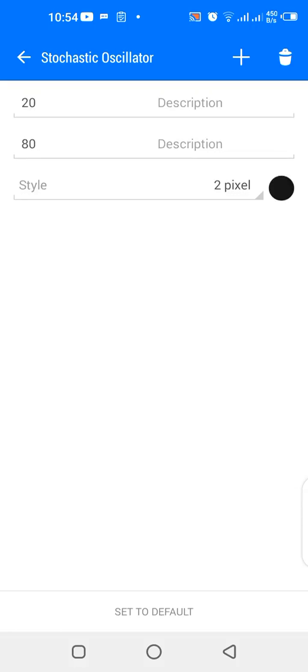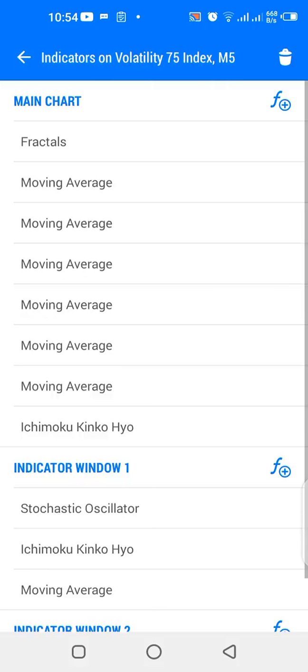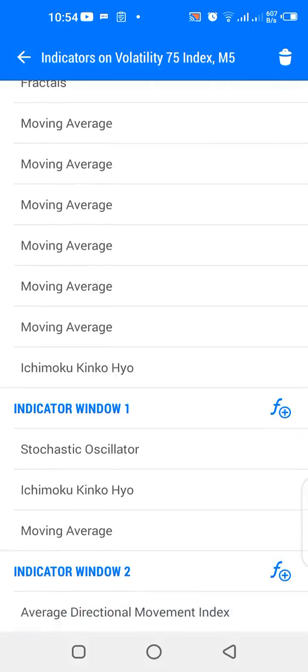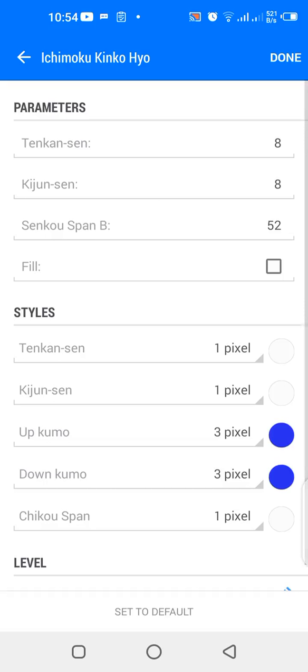Don't forget at 20, which is the lower level, you anticipate buy. At 80, you anticipate sell. All right. Aside from stochastic, we have Ichimoku and moving average. For the Ichimoku, we have 8, 8, 52. Tenkan Sen is 8. Kijun Sen is 8. Senkou span B is 52. And the up Kumo, down Kumo colors are blue.